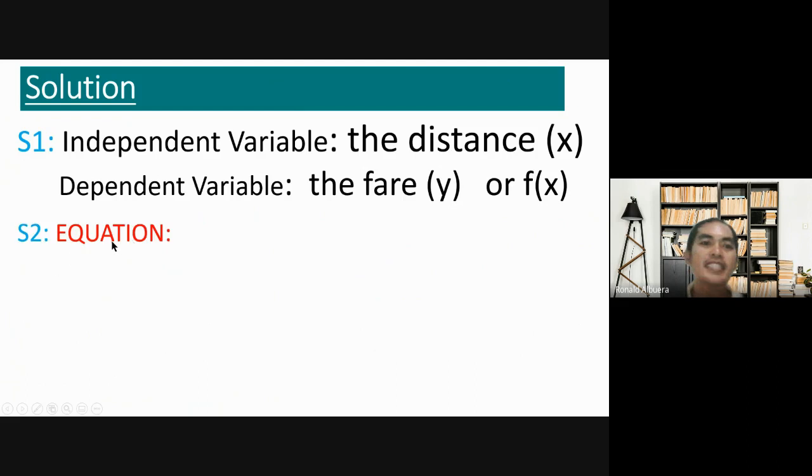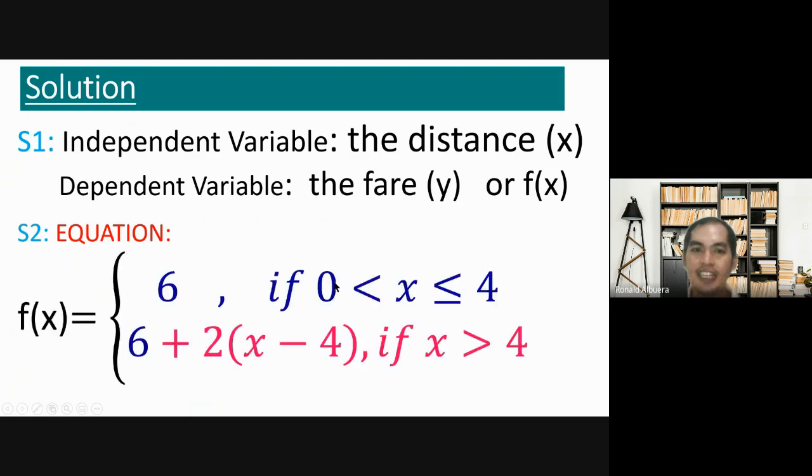Ang second step natin ay magpo-formulate na tayo ng equation. It's a piecewise function. So, ang first equation na i-formulate natin ay yung kulay blue kanina. Sabi doon, 6 pesos ang first 4 kilometers. So, the condition of the domain is first 4 kilometers, meaning x is less than or equal to 4. Hindi naman pwede, hindi na natin kunin ang negative. Okay? So yun, nakita nyo?